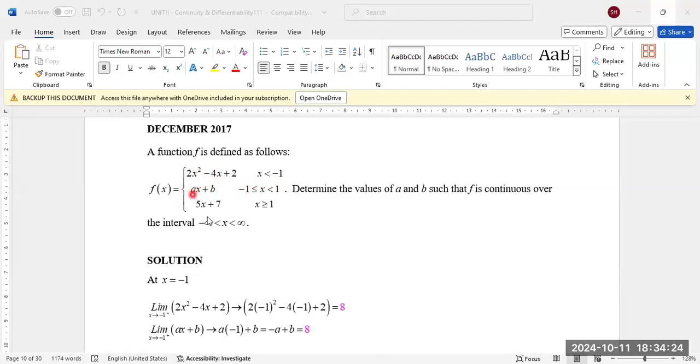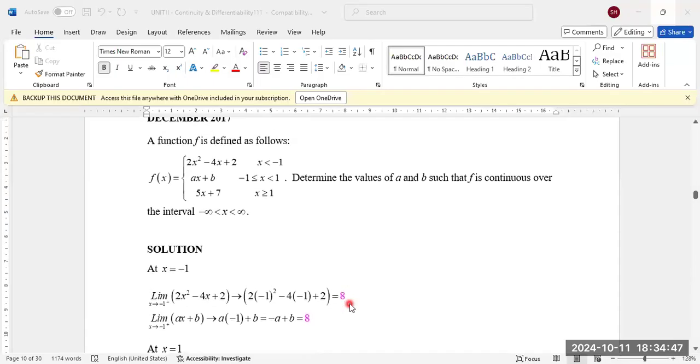So this is going to be a times negative 1. See to yourself? A times negative 1 plus b. I'm going to have no more x to substitute, so I'm going to leave it like that. What is negative 1 times a? It's negative a. Plus b equals 8. So the second thing is supposed to be negative a plus b equals 8. And once those two conditions can be achieved, then you can say the function is going to be continuous.